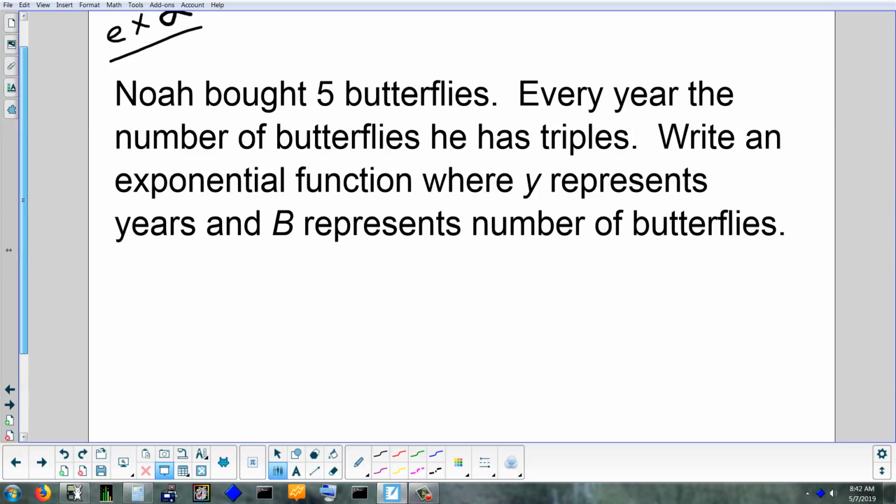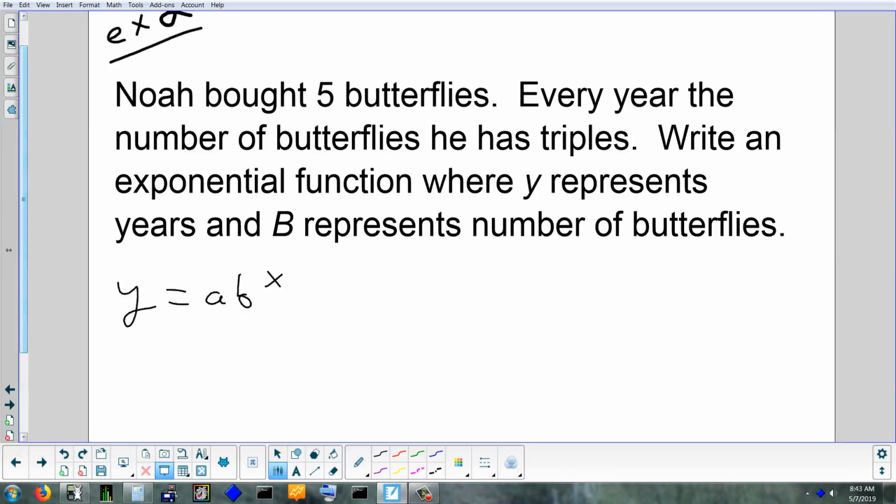What do exponential functions look like as a formula? We've got y equals ab to the x. Now, think about what the a and the b mean. What is the b? How do you figure that one out?